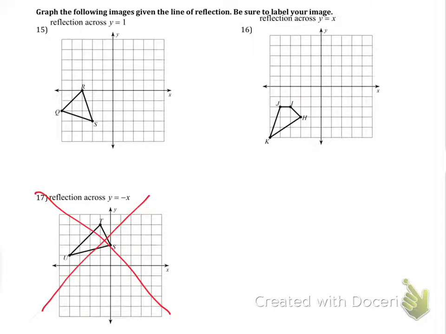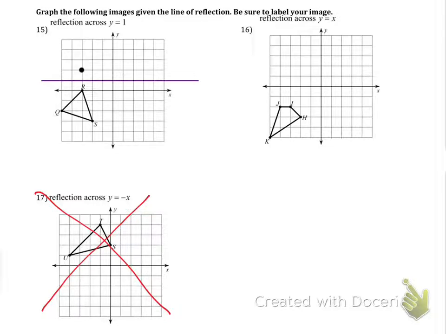Number 15, reflect across y equals 1. So y is going to be horizontal, because if we're at (0, 0) and we go up 1, that would be around the y-axis, so that's right here. And then all we need to do is reflect the point. So if R is 1 away, it'll be 1 away on this side. So R would be right there.